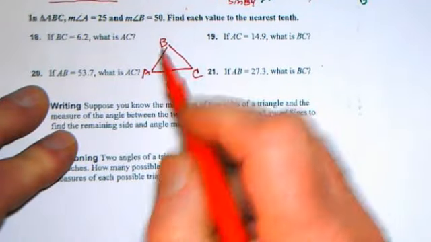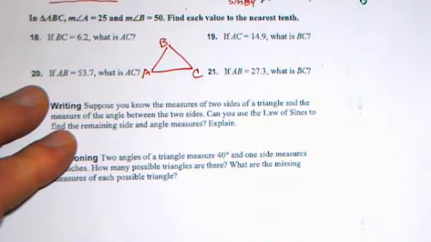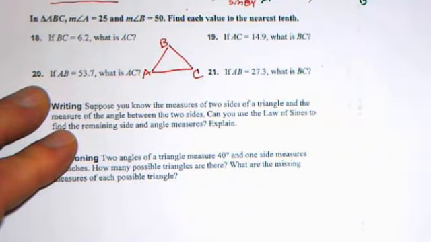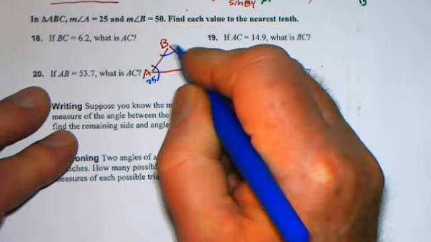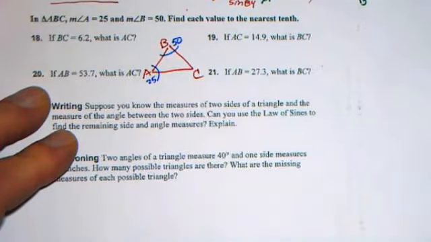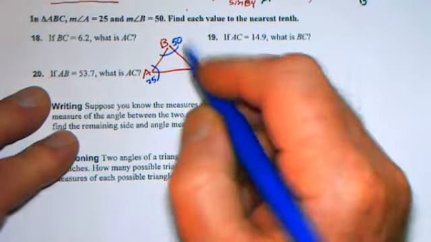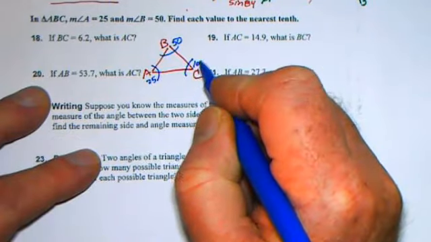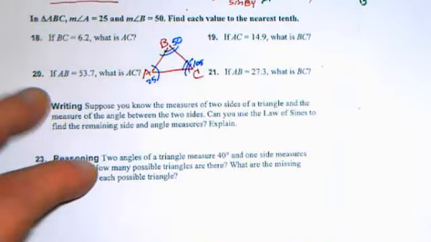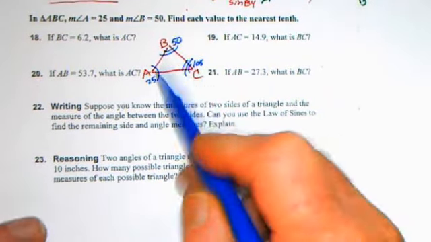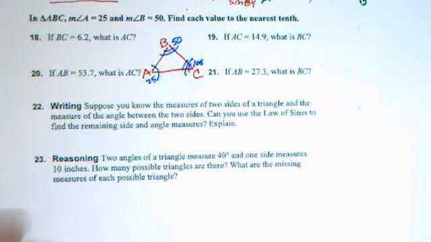Angle A is 25, and angle B is 50. So 25 and 50 added together make 75. 75 from 180 leaves 105. So those are the angle measures that we have. Notice that the triangle doesn't have to be to scale. You just want to be able to represent the data like a graphic organizer.